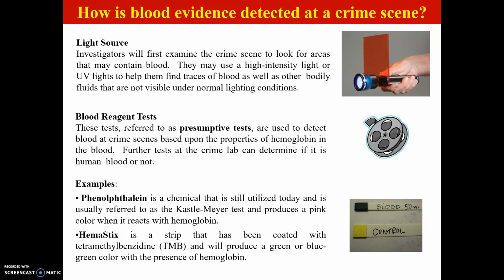So the biggest two examples of these presumptive tests, one that you already know about, that's going to be the Kastle-Meyer test, and that's going to produce a pink color when it reacts with hemoglobin. The second one is going to be a hemostick. Now, a hemostick is made by a particular company, which is why they call it a hemostick, but it's going to be a strip that is coated with this chemical called TMB. So TMB is going to produce a green or a blue-green color when hemoglobin is present.